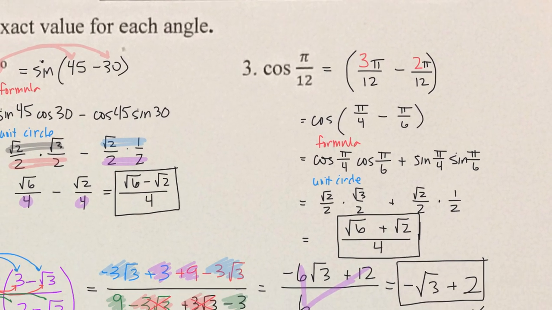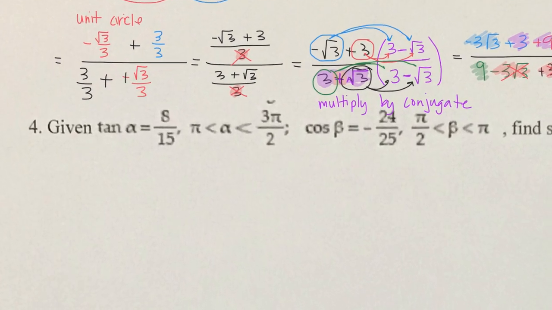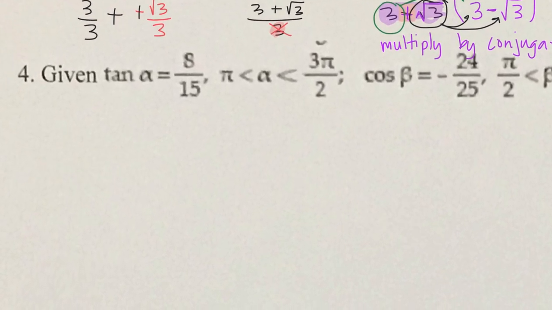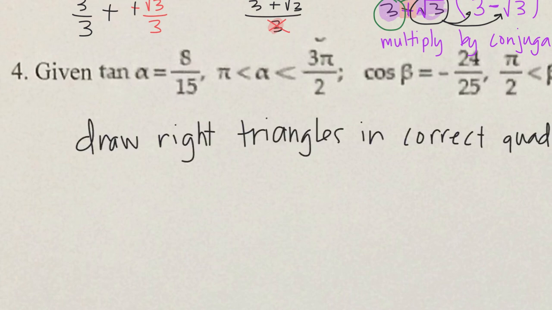Very good. So those are your unit circle ones. Because when we look at number 4, notice we have fractions. And when we have fractions, we need to draw our triangles. Fractions means we need to draw triangles. And it's important to draw them in the correct quadrant. This is how we know what quadrant to draw them in.